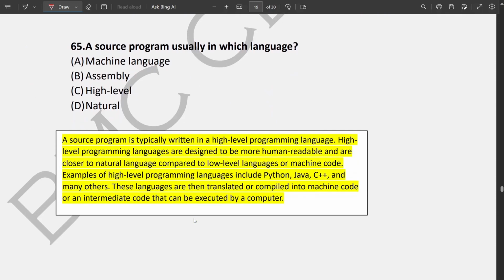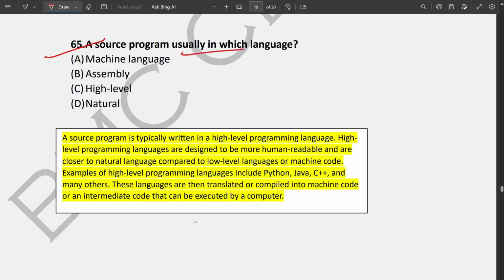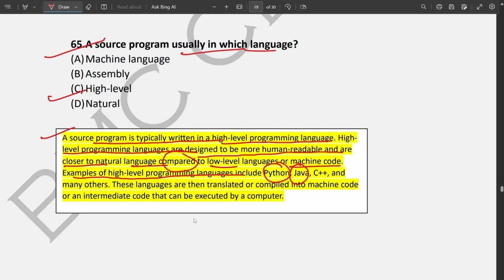Next, a source program is usually in which language? You all know, high level language. A source program is typically written in a high level programming language. High level programming languages are designed to be more human readable and are closer to natural language compared to low level languages such as machine code. Examples of high level programming languages include Python, Java, C++, and many others. The option number C is correct.